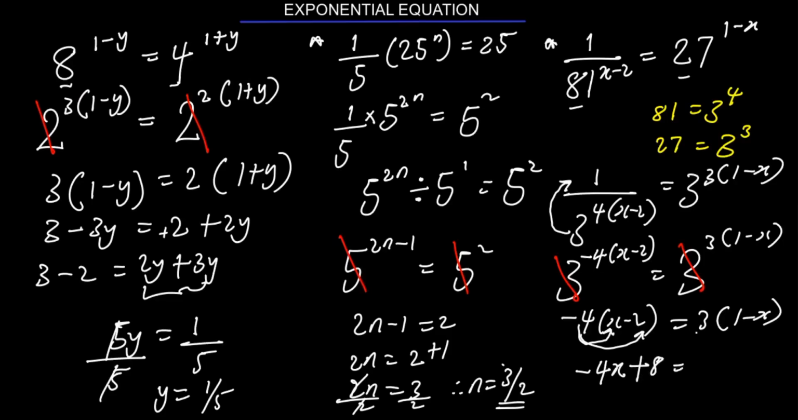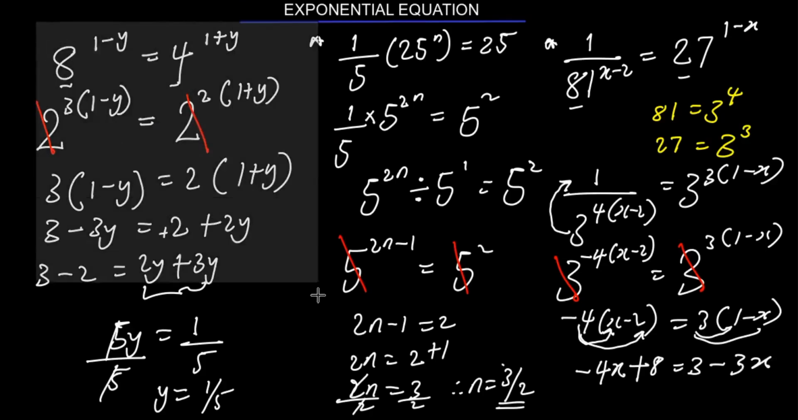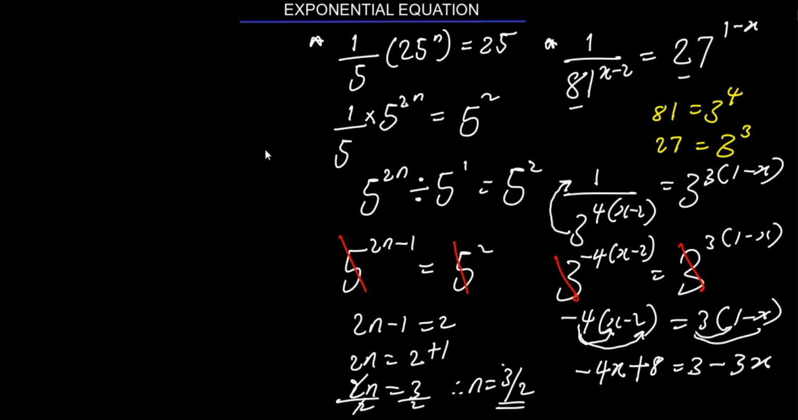Then this 3 will multiply this and this. 3 times 1 is 3. 3 times x will give me 3x. Next, so I have minus 4x plus 8 equal 3 minus 3x. So what do you think I'll do from here? So I have minus 4x. When minus 3x comes here, you have plus 3x equal, this is 3. When plus 8 comes here, you have minus 8.